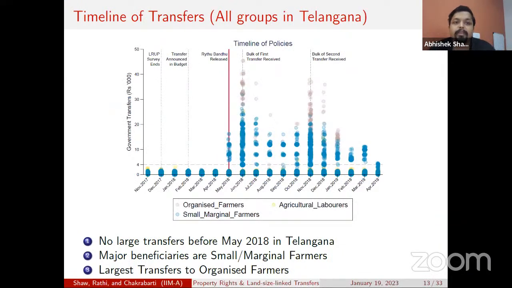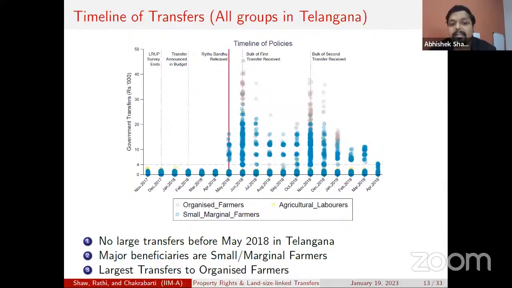Right. So this is a quick timeline of the transfers as well. It gives you a sense of what happened when, and also what the magnitude of these transfers were. First, the y-axis is the government transfers in thousands of rupees, and the x-axis is months, right? This is the period we are looking at, November 2017 to April 2019. December 2017 is when the land records updation program survey ends. That's when the survey ends.